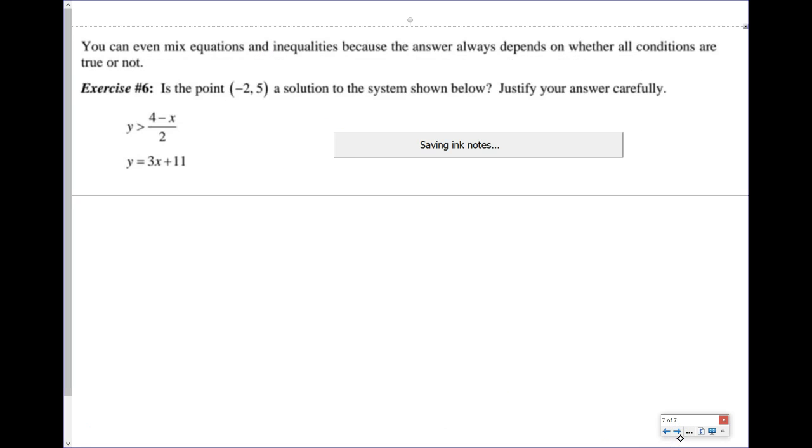Alright, last exercise says you can even mix equations and inequalities.